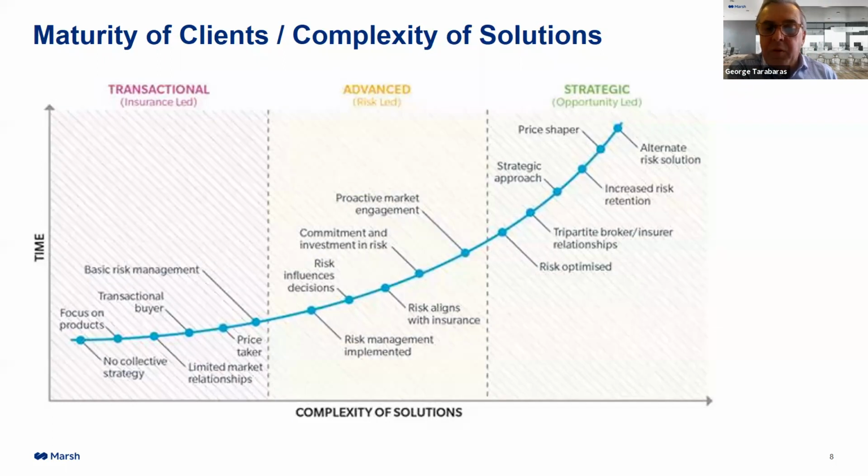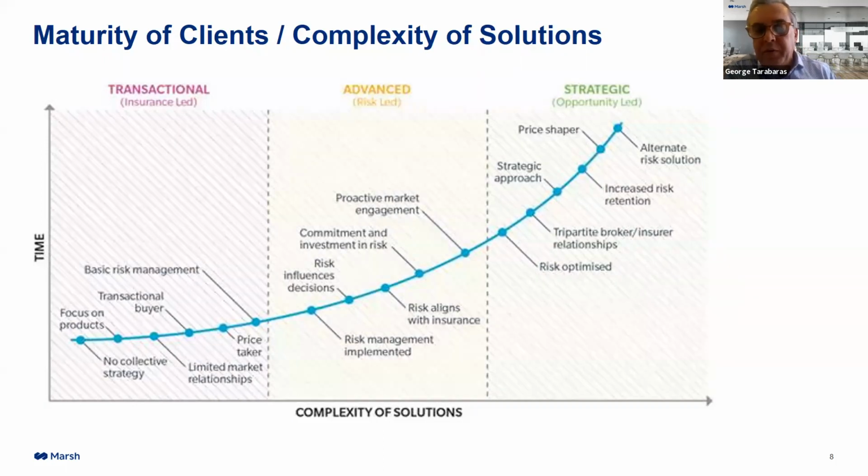And the conversation with the client is, where do you want to be, and what should you aspire to be? And quite often that brings us to the middle of this, where there's obviously a shift away from transactional insurance buying, a bit more of a strategic approach, and starting to form structures or solutions that actually allow them to participate in the risk more.